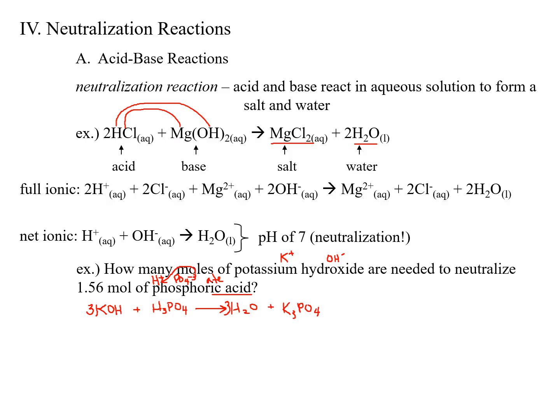And then finally, we look at the O's. On the left-hand side, I have a total of 7 O's. On the right side, I now have 7 O's. So there it is. There's the balanced equation. Once we have a balanced equation, now we can solve this problem.